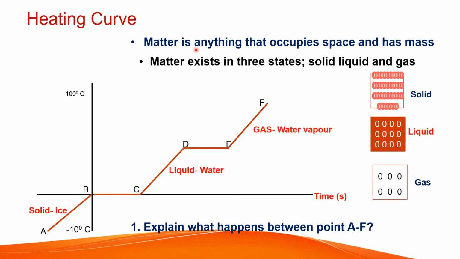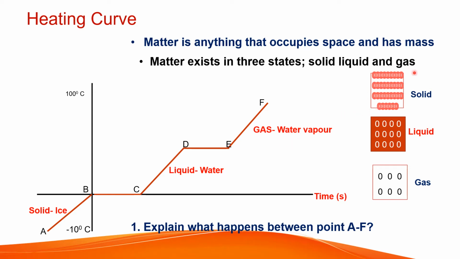As you can see in this curve, this is a heating curve. Why? We are moving from a lower point to a higher point. So that is heating. We're moving from negative 10 degrees to 100 degrees Celsius. This is time. From point A to B, we have solid. From point C to D, we have liquid. From point E to F, we have gas.